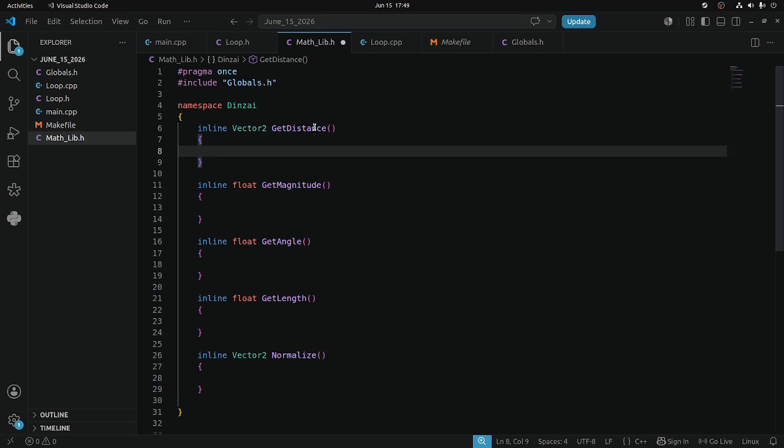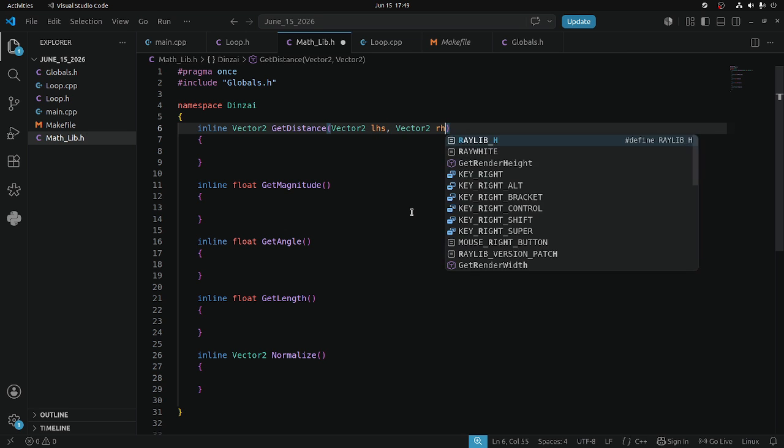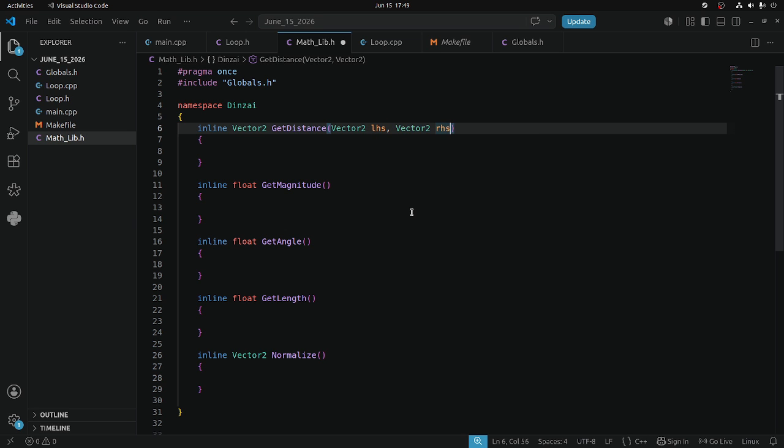What do I mean by getting the distance between something? Well, we want the distance between one thing and the other. We don't need a reference here. Passing by value is fine. You definitely don't need a reference.